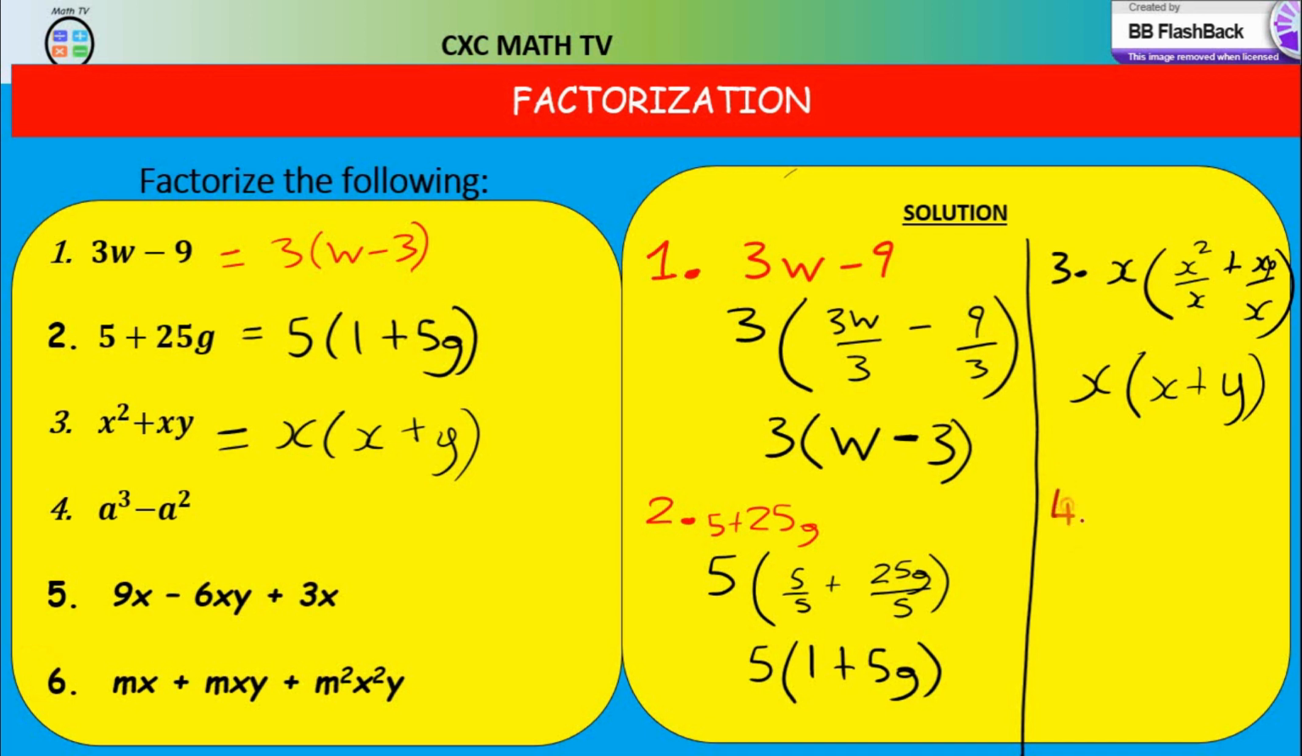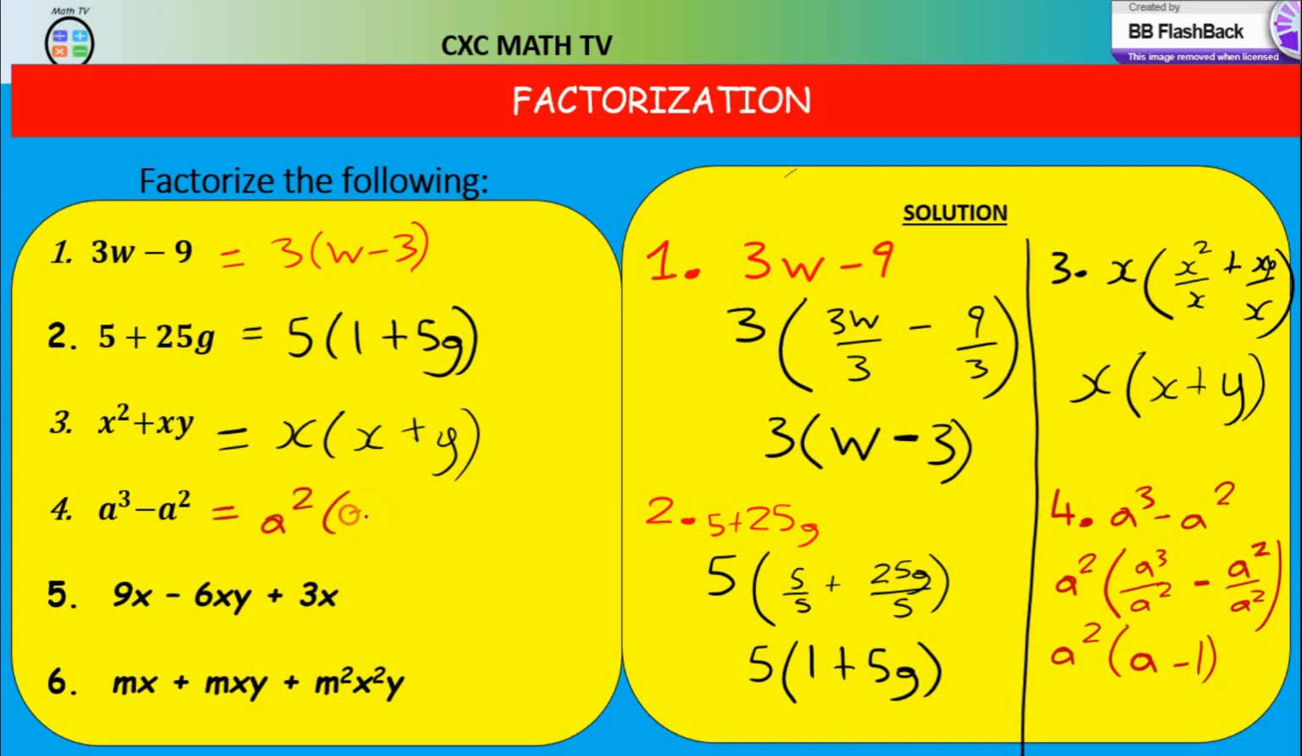Okay. The fourth one, remember, we have a cubed minus a squared. The highest common factor between a cubed and a squared is just a squared. You always divide by the highest common factor. So we divide a cubed by a squared, then divide a squared by a squared. We're left with a squared in bracket. A cubed divided by a squared leaves a, and a squared divided by a squared leaves 1. So the answer is a squared in bracket a minus 1.